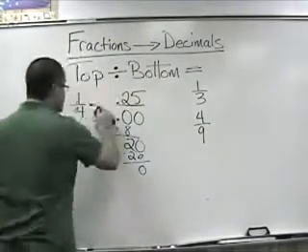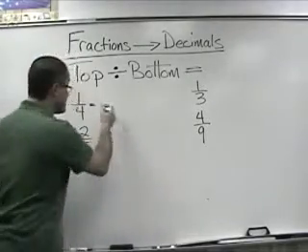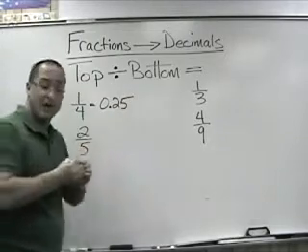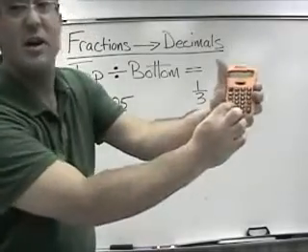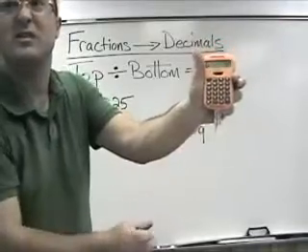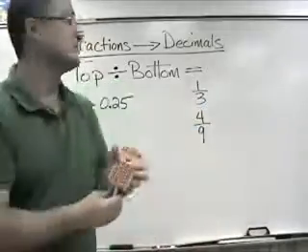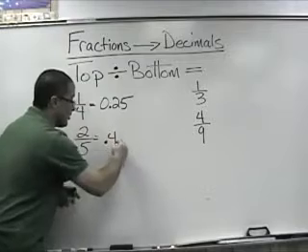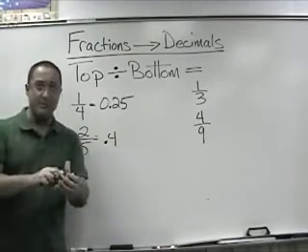Let's erase this real quick. Okay, we know 1/4 is 0.25. Well, how about 2/5? So once again, I'm just going to take my calculator and punch in 2 divided by 5 equals. And what do I get? Yeah, 0.4. So 2/5 is equal to 0.4. Very easy, right? Very, very easy.